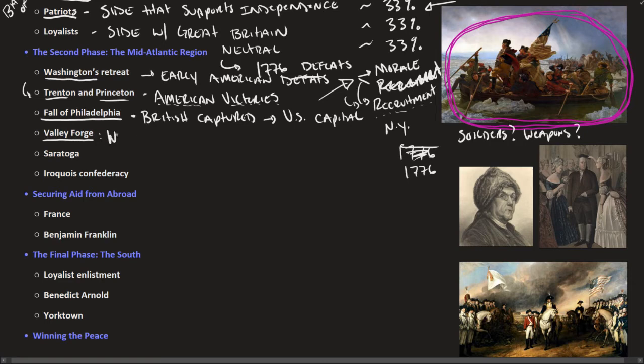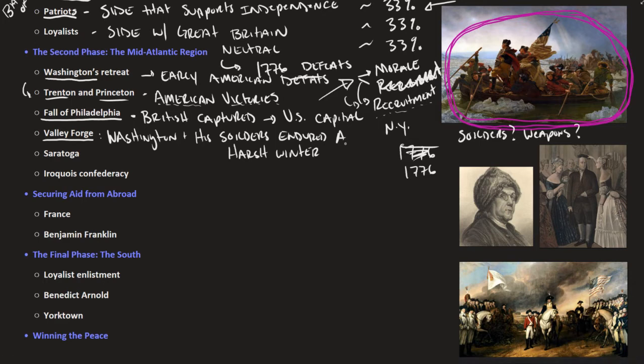So we might say Washington and his soldiers endured a harsh winter. People were starving to death, freezing to death. Desertion was at an all-time high. And again, it really points to this contrast between what's going on. The Continental side is starving to death.